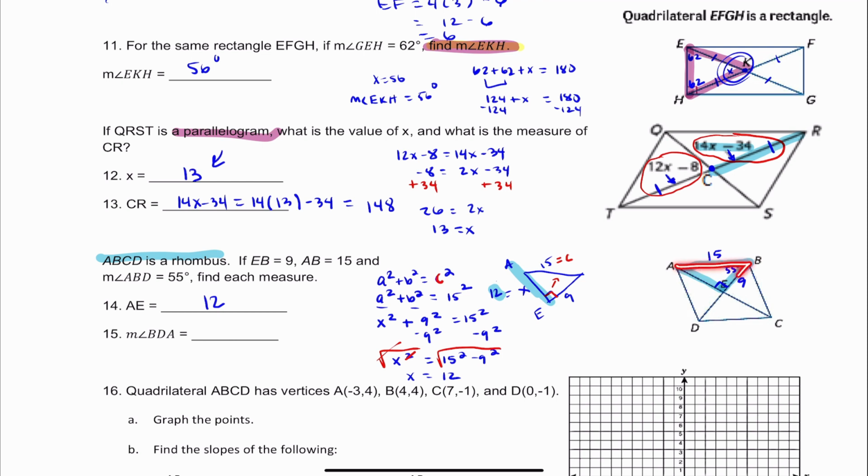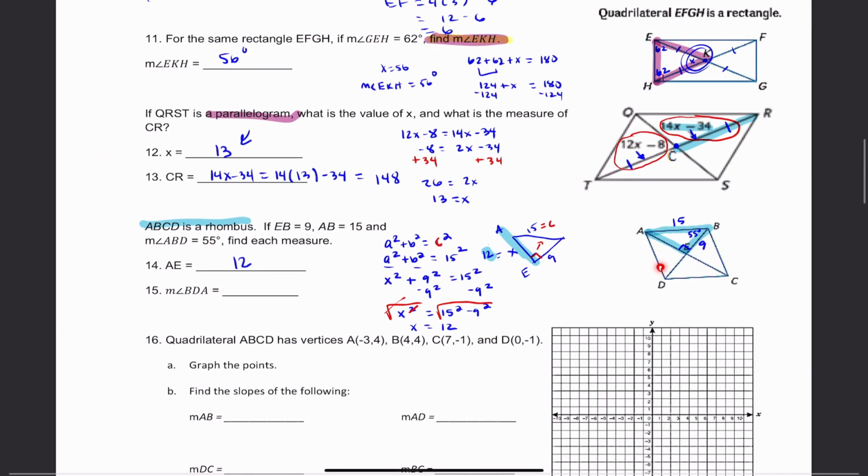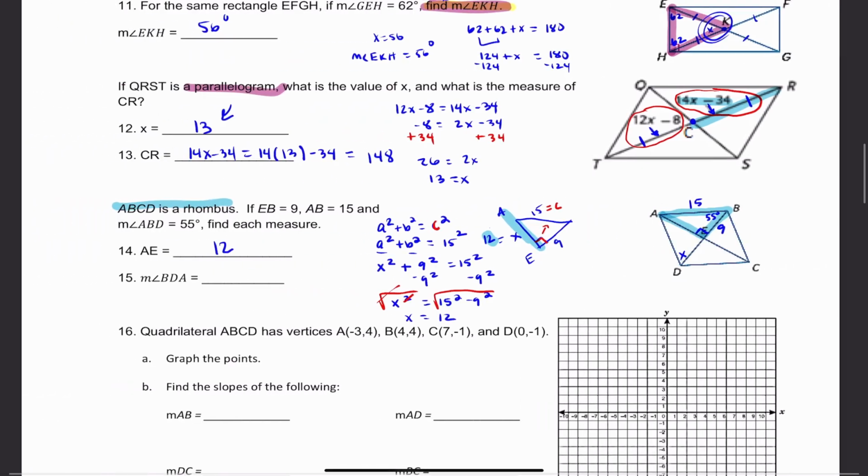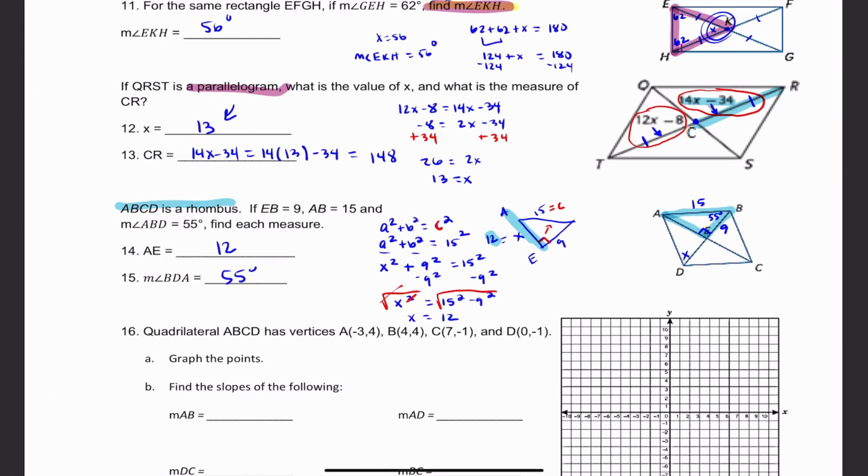Whoa, ABD. What is the measure of BDA? Okay, so, all right, let me think. I really want to figure out what this thing is. I know that this is 55. So doesn't that mean that this is 55 as well, y'all? That's 55 degrees.